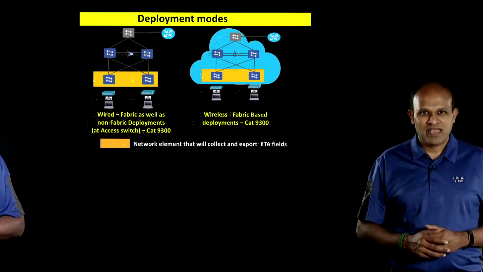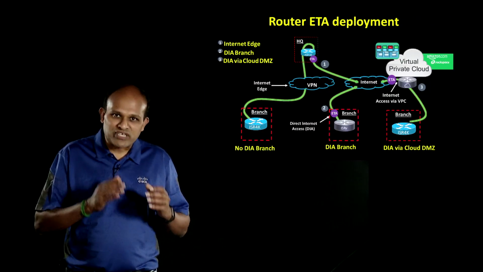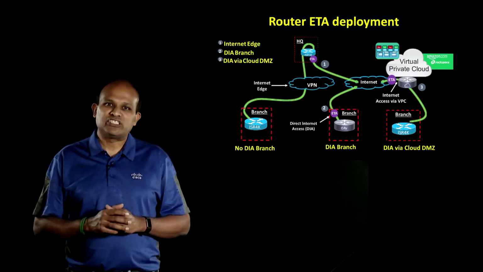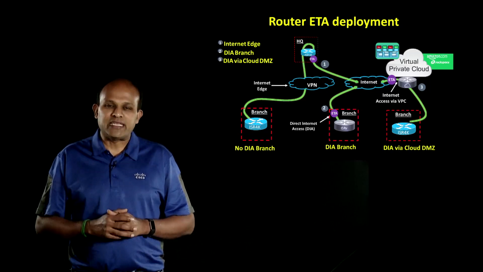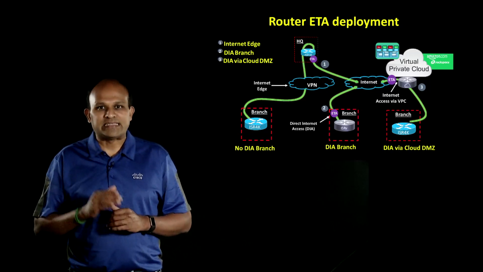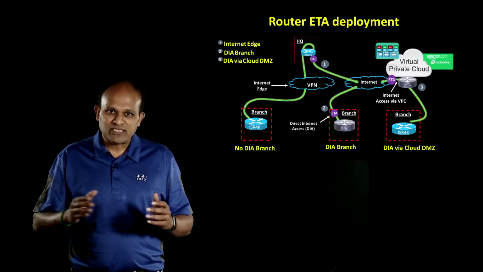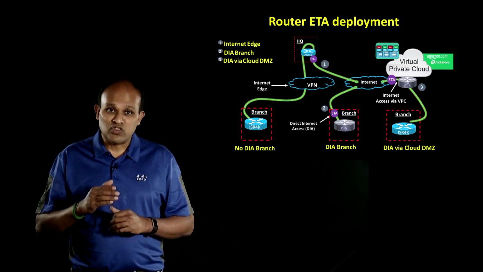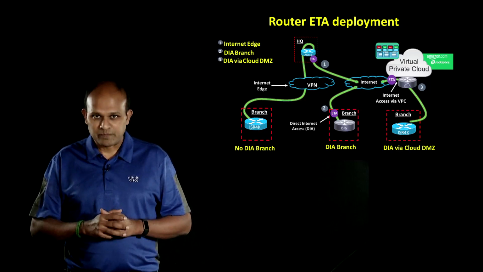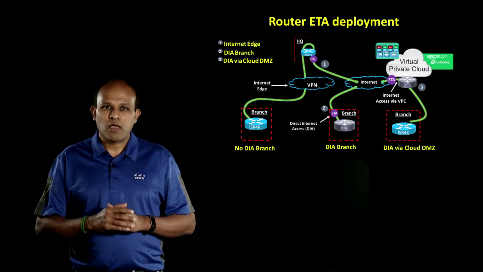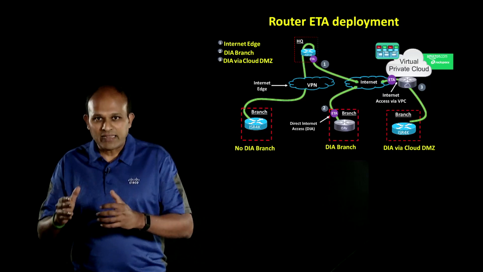While the Catalyst 9K covers the campus wired and wireless deployments, we'll need a strategy for the various types of branch deployments. Starting with IOS XE 16.6.2, we support ETA on the ISR, ASR, and CSR portfolio. There are multiple branch deployment modes to be addressed. Branches with no direct internet access, those with direct internet access, and those with DIA via a cloud DMZ. To support these different deployment modes, we would have to support enablement of ETA on the ISR, ASR, and the CSR.